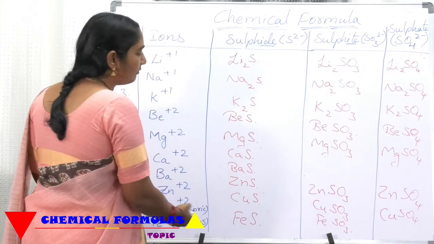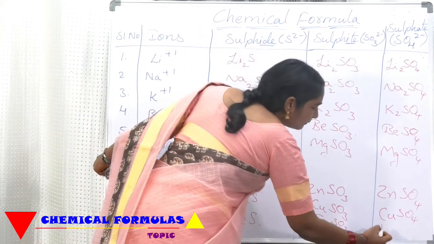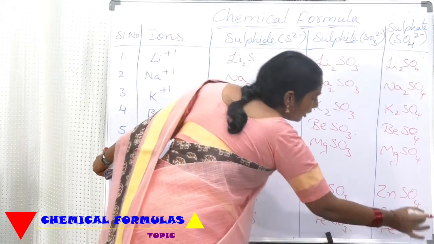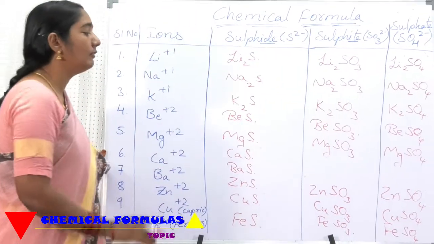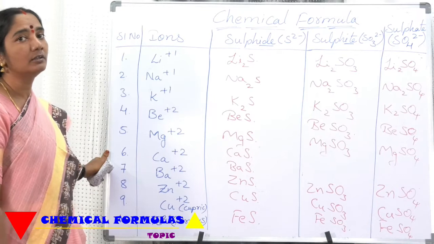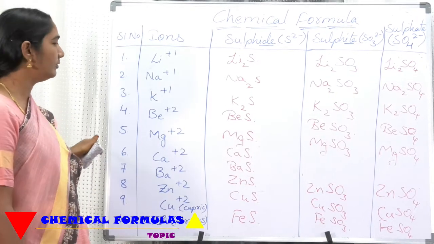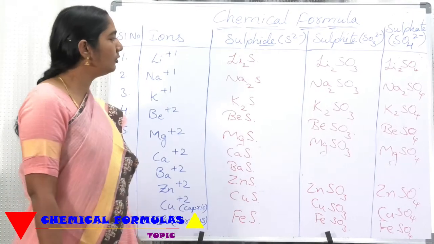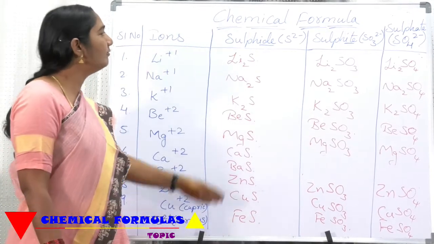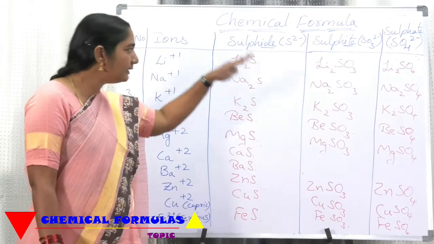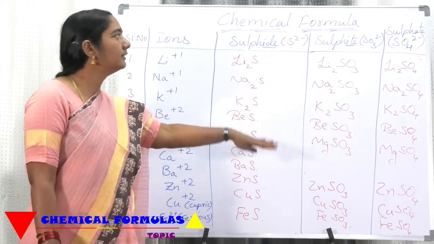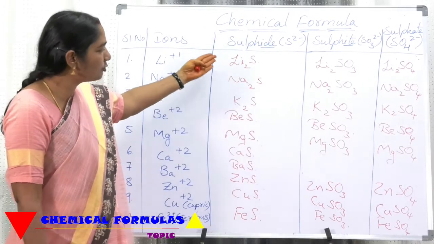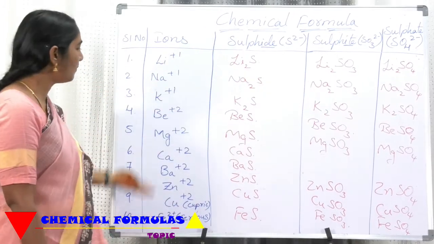Ferrous sulfate. We even call it as ferrous sulfate, FeSO4. 2 got cancelled. I am not writing. Ferrous sulfate, FeSO4. My dear friends, I think now you understood how to write all sulfides, sulfites, sulfates. See, we have written the chemical formulas for so many permutations and combinations.